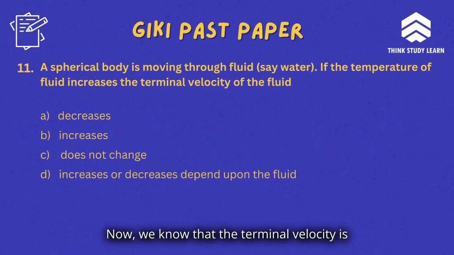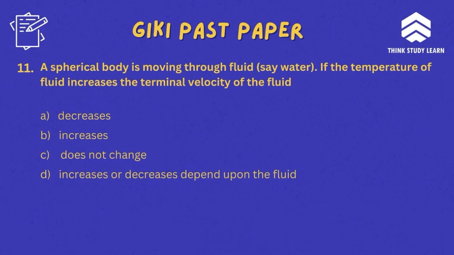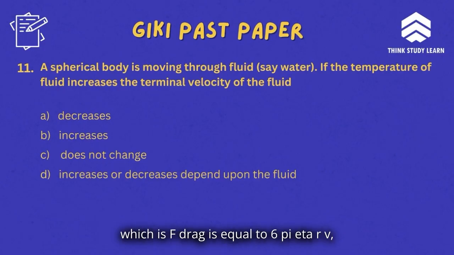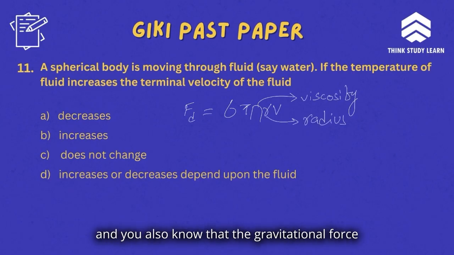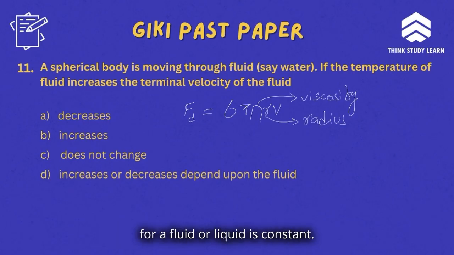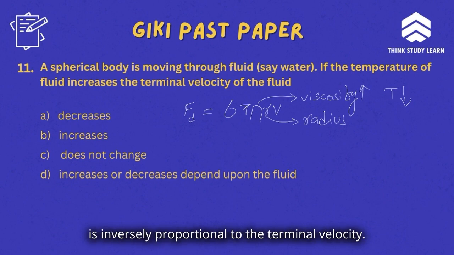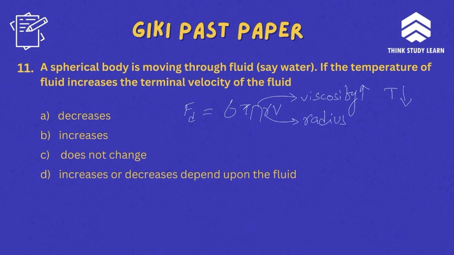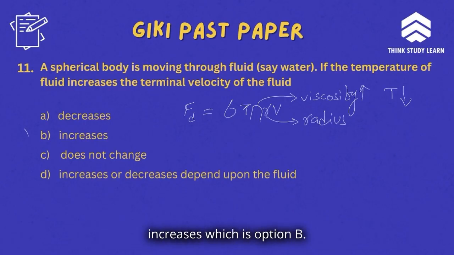Now we know that the terminal velocity is reached when the drag force equals the gravitational force on the object. So the drag force is given by Stokes law, which is F drag is equal to 6 pi eta R V. Here eta is the viscosity and R is the radius. And we also know that the gravitational force for a fluid or liquid is constant. So the key factor that will change with the temperature is the viscosity. And this viscosity is inversely proportional to the terminal velocity.